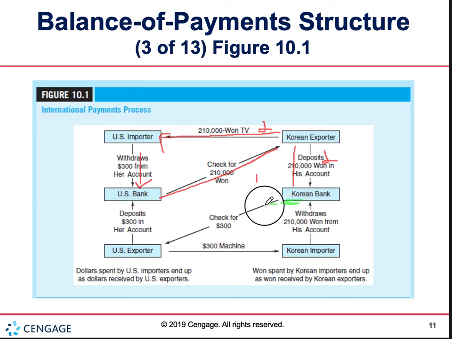You send a check for $300 for machinery to the U.S. exporter. The U.S. exporter deposits money into their bank. And at the same time, they also send this machinery to the Korean importer, and that money goes back into the bank. So now it would be 1, 2, 2. So this is just looking at the international payment process.